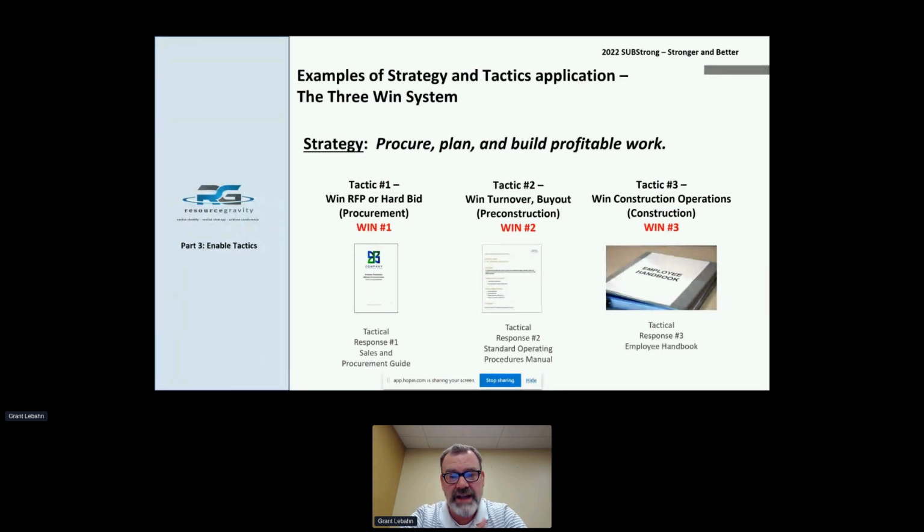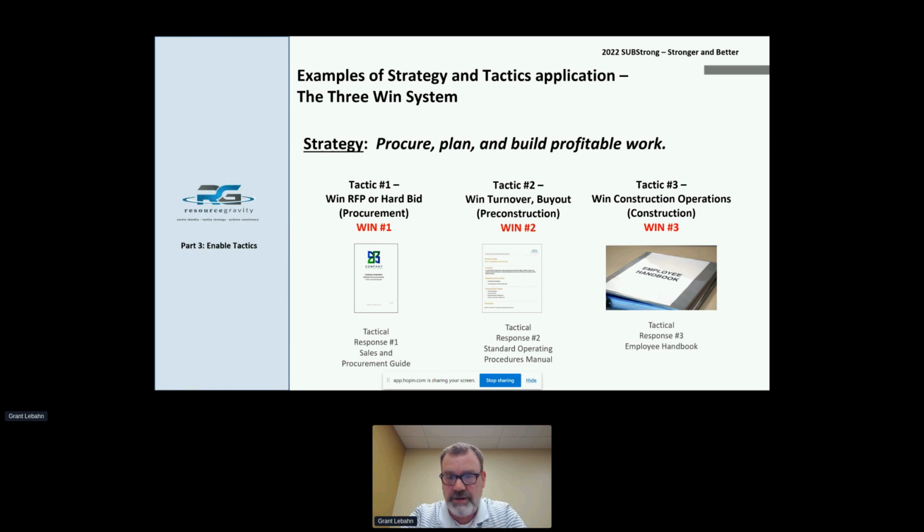And so tactically, how do you do that? A couple of ideas and ways that I've looked at these levels with different companies I've worked for would be these 3 tactics. Tactic number 1, for procurement, would be tactically implementing a sales and procurement guide. That tactic would entail a setup, a process, and an alignment of tactical ways to look at sales and procurement to procure profitable work.